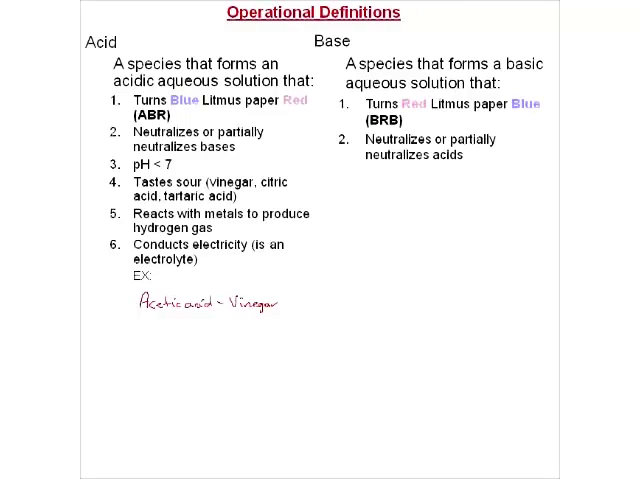These guys would neutralize acids. Obviously, if acids neutralize bases, then bases do the opposite, so they would neutralize the acids. These guys have pHs above 7. These guys would taste bitter, like that dry, pasty taste from soap. If you've ever had your mouth washed out with soap, you know what we're talking about. If not, go and grab a piece of soap and start gnawing on it and see what it tastes like.